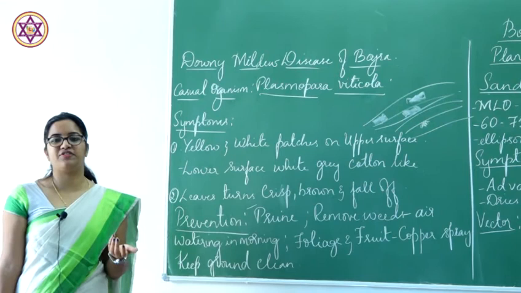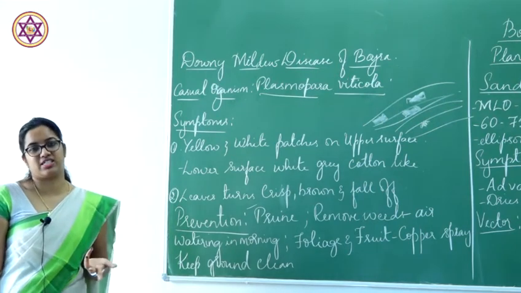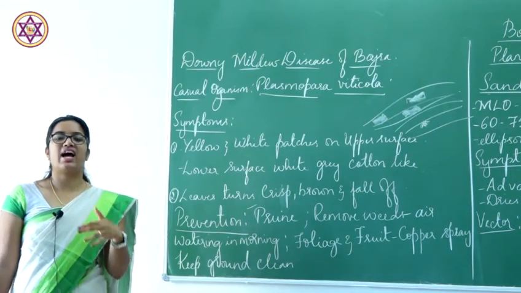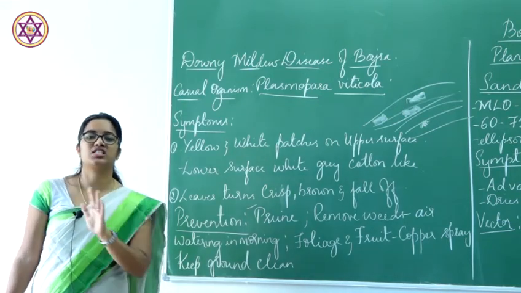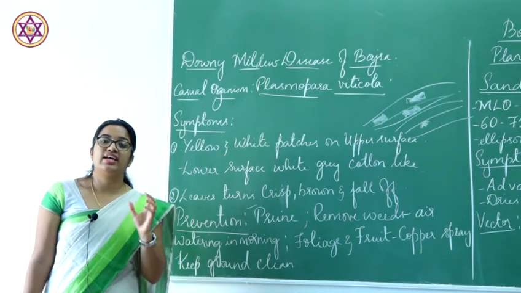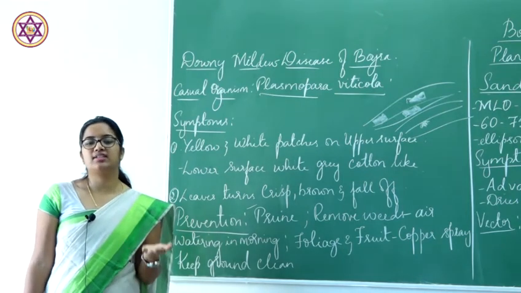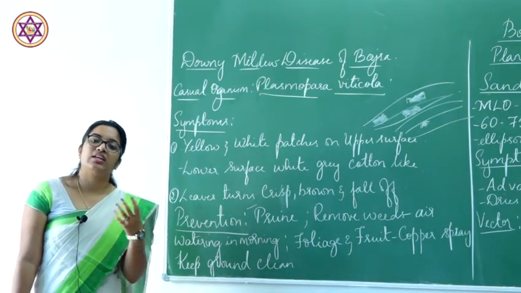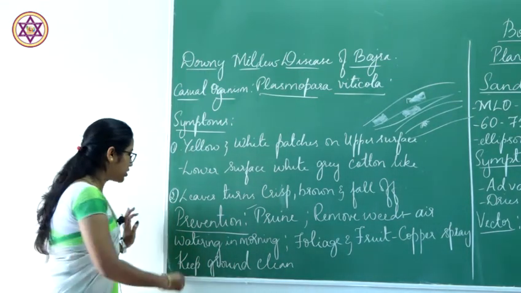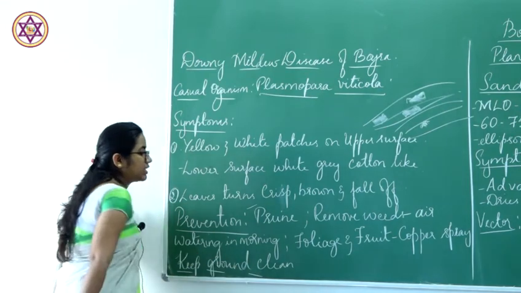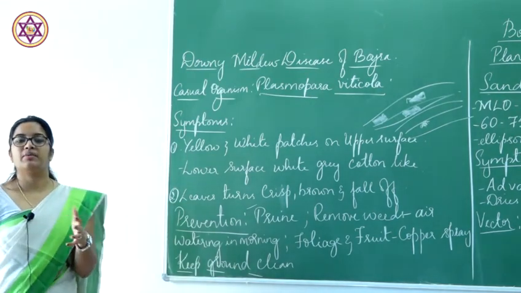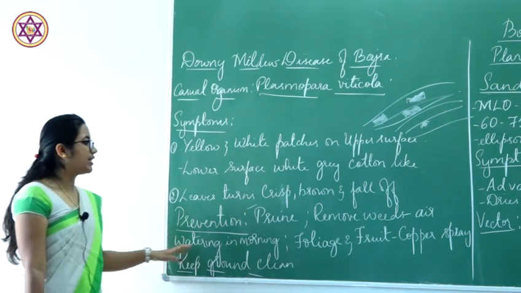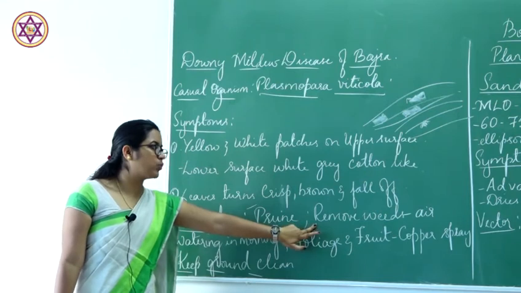In case the affected leaves have fallen on the ground, the wind blows and that infested leaf will go and stick onto another plant. So there is every chance that a healthy plant can be infested by the infected leaf. So the ground should be kept clean, especially in the autumn and spring seasons. And then we need to remove the weeds.